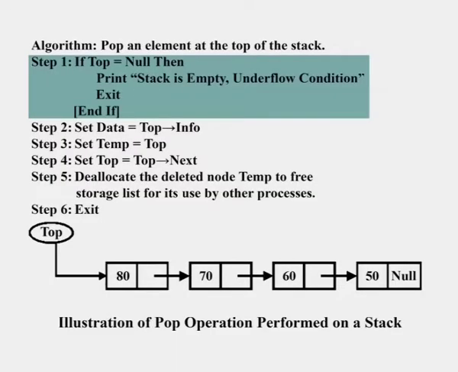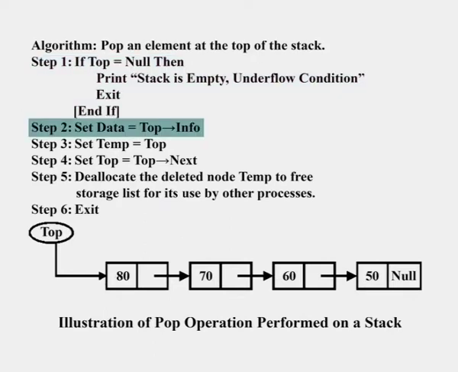Step 1 of the algorithm checks the underflow condition. This means if stack pointer variable top is null, it means the stack is empty and there is no node present. So, the underflow condition occurs and we exit from the program. In the second step, the element in the first node is stored in a variable data for its future usability. Here, the element 80 is stored in variable data.